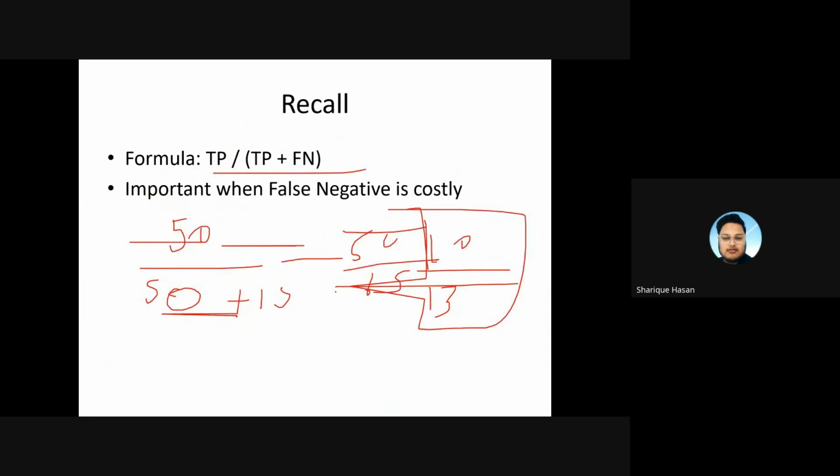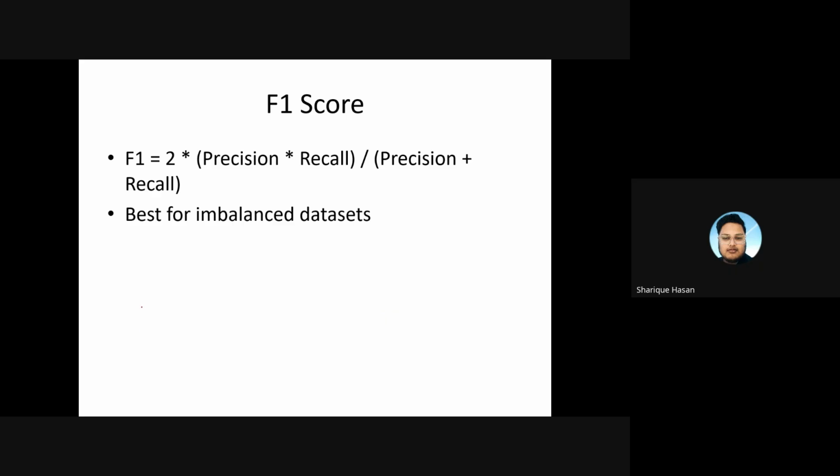So it calculates, out of the total actually positive cases, how many we predicted correctly. We calculate that through our recall value. Okay. Now we have the F1 score. What is the F1 score? The F1 score combines everything: precision times recall divided by precision plus recall.